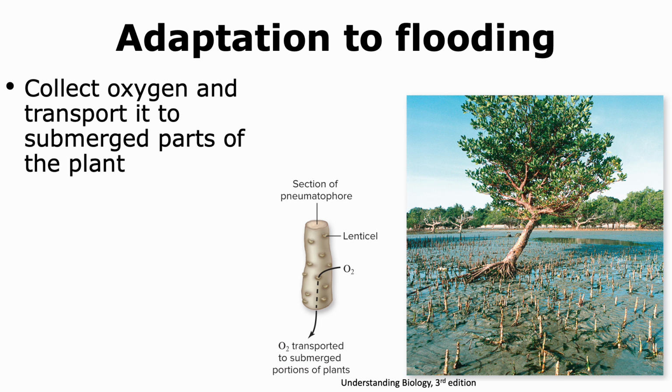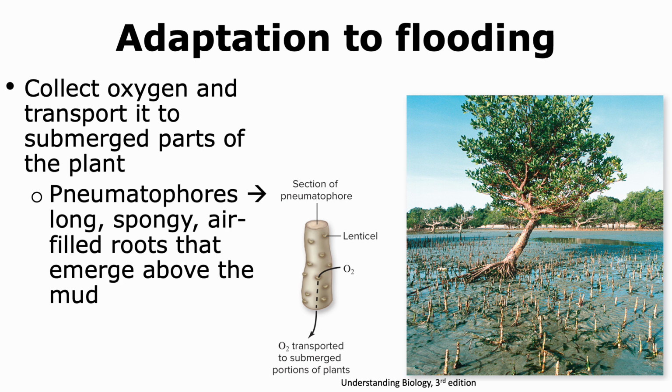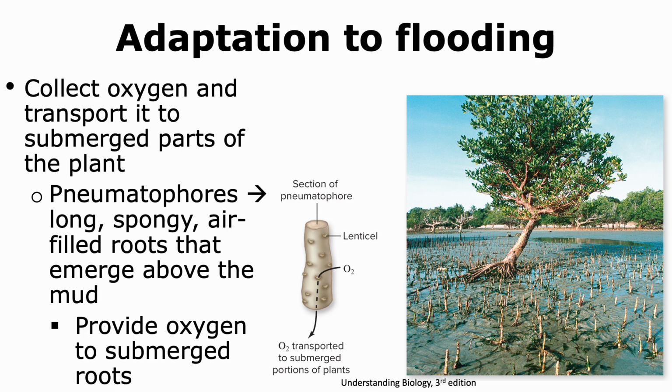Plants can also evolve mechanisms to collect oxygen from the air and transport it to the submerged parts of the plant. They have done this by evolving pneumatophores, which are long, spongy, air-filled roots that emerge above the mud. This is normally seen in mangroves and those kinds of plants that live in swamps. These pneumatophores are able to provide oxygen from the air to the roots that are submerged below the water.